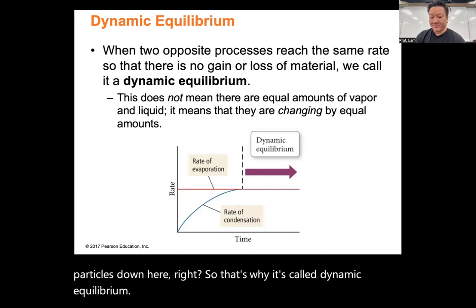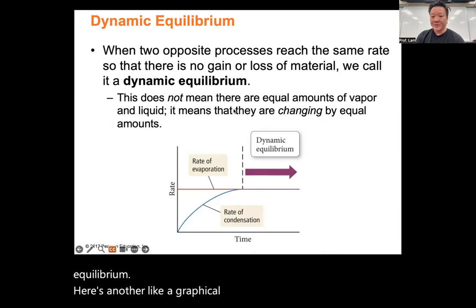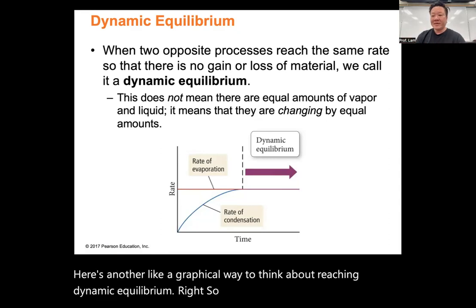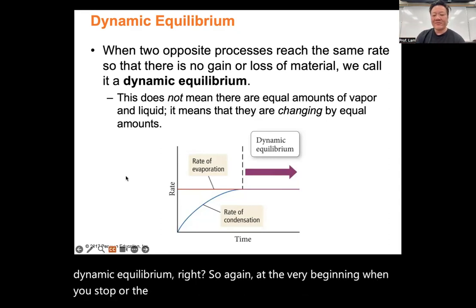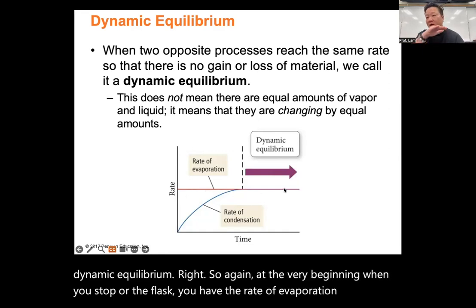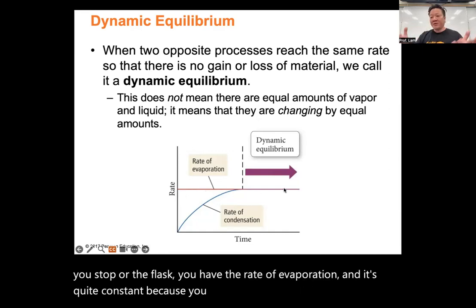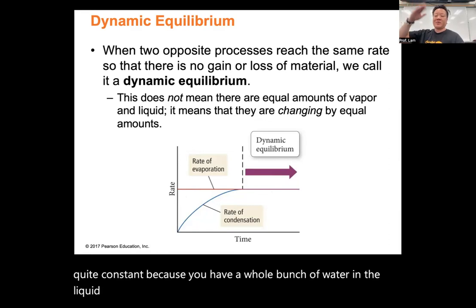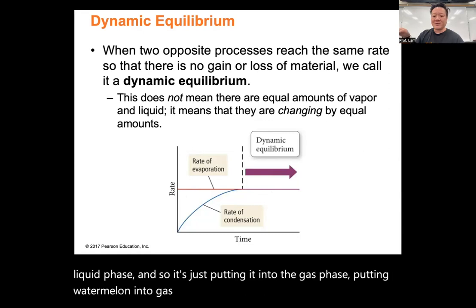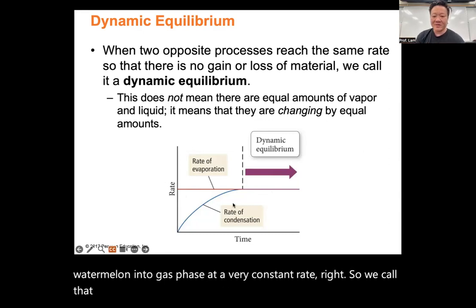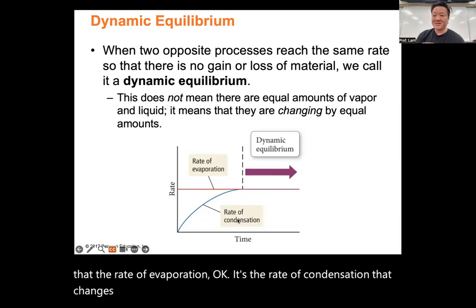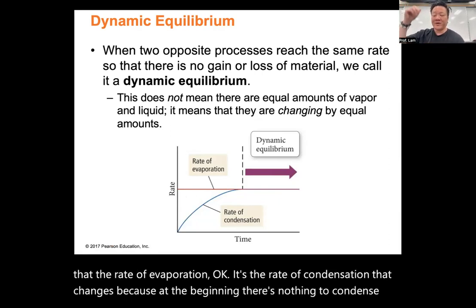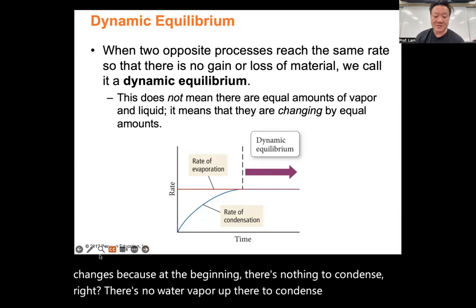Here's another, graphical way to think about reaching dynamic equilibrium, right? So again, at the very beginning, when you stopper the flask, you have the rate of evaporation, and it's quite constant because you have a whole bunch of water in the liquid phase. And so it's putting water molecules into the gas phase at a very constant rate, right? So we call that the rate of evaporation, okay? It's the rate of condensation that changes because at the beginning, there's nothing to condense, right? There's no water vapor up there to condense. So it starts at 0, okay?